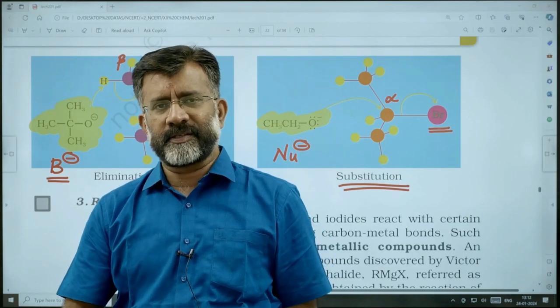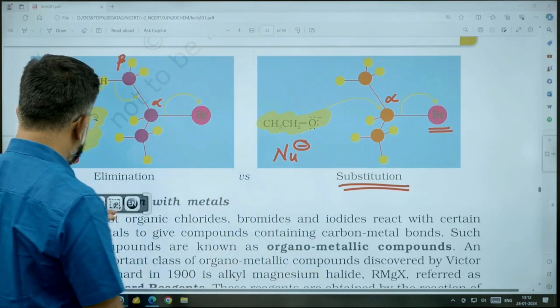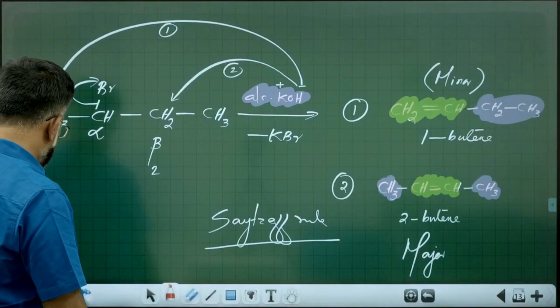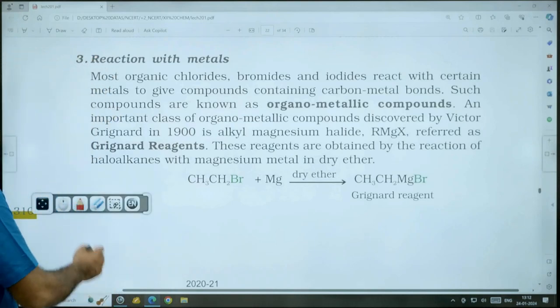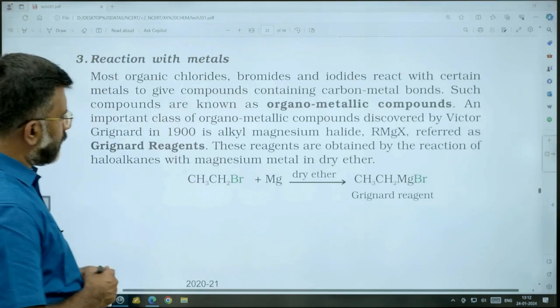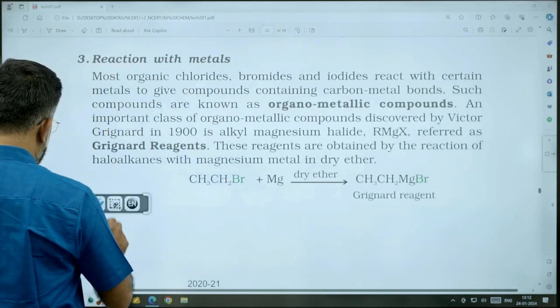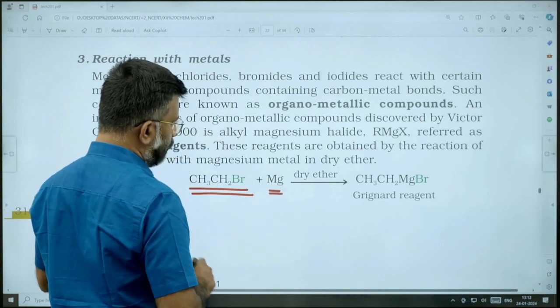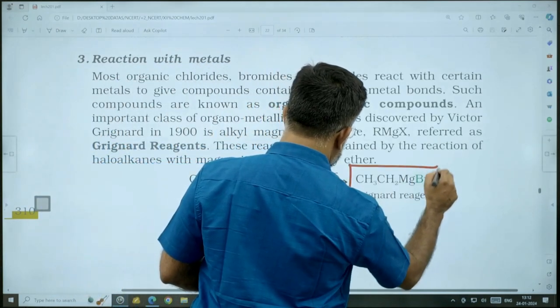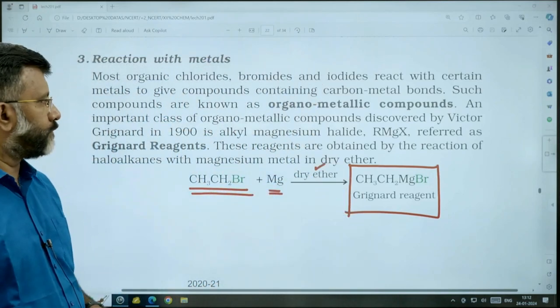Next is reaction with the metals. Reaction with the metals, that is the third one. How does an alkyl halide react with the metals? One most important case is an alkyl halide interacting with metallic magnesium. We get a Grignard reagent. The reaction happens in dry ether.